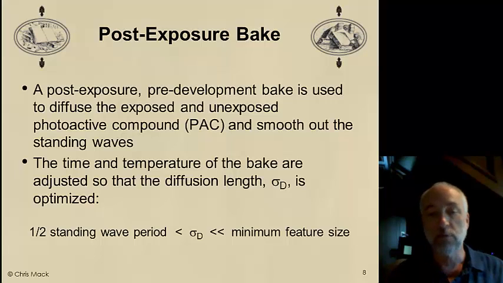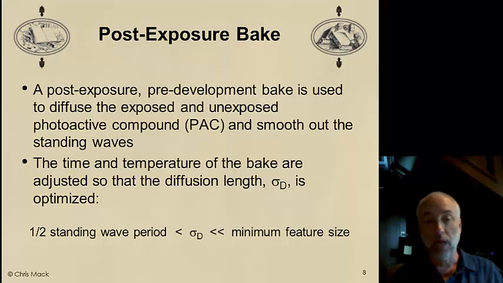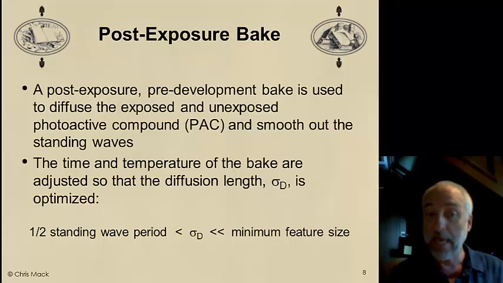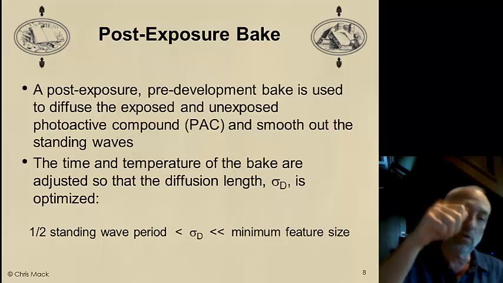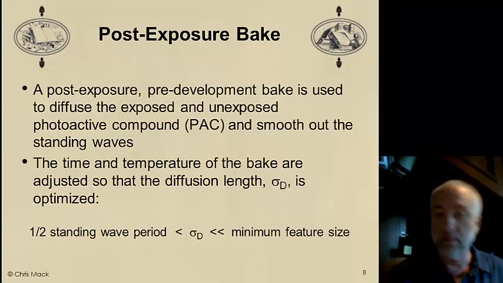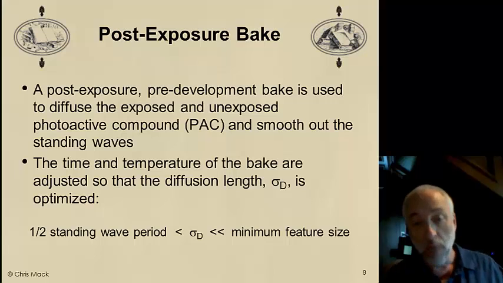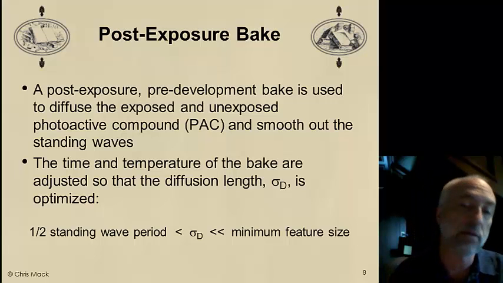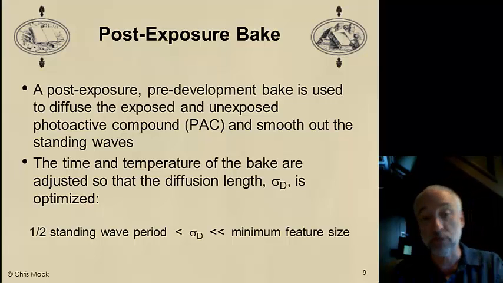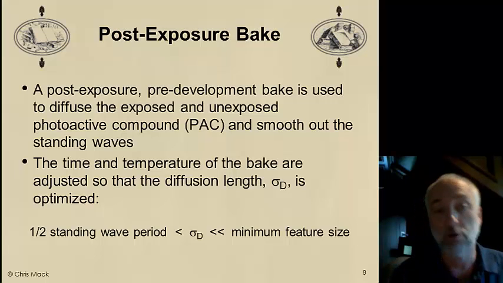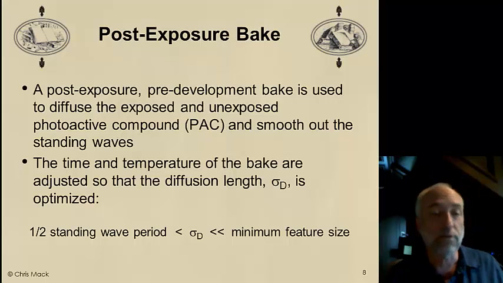We want the diffusion length to be on the order of or bigger than half of the standing wave period, so that things will diffuse all the way from the peak down to the valley. That's diffusing away the standing waves. But this diffusion length must also be significantly less than the minimum feature size. If the diffusion length starts approaching the size of a feature, then it will wash out the feature we're trying to print.